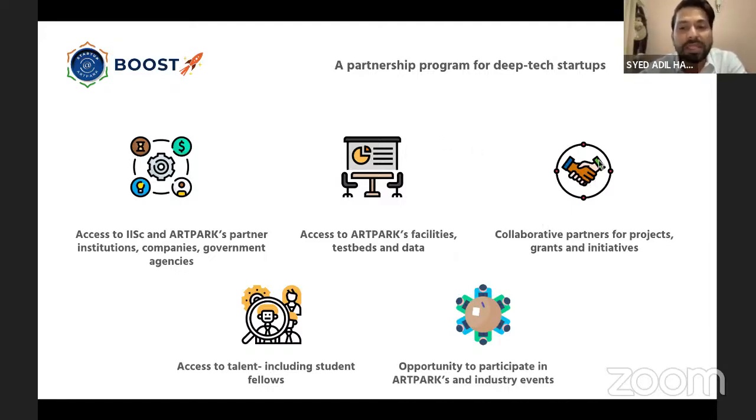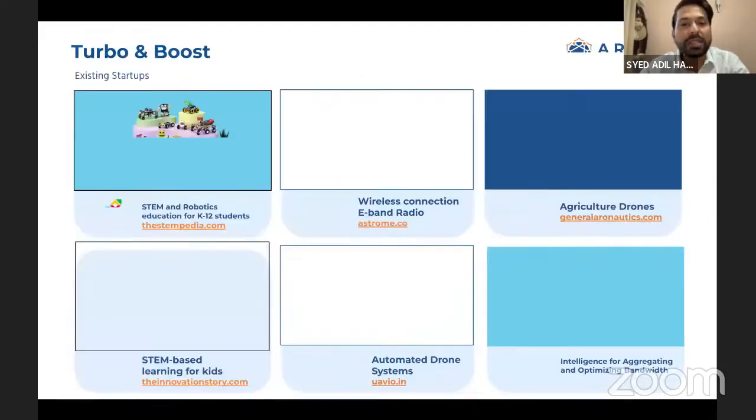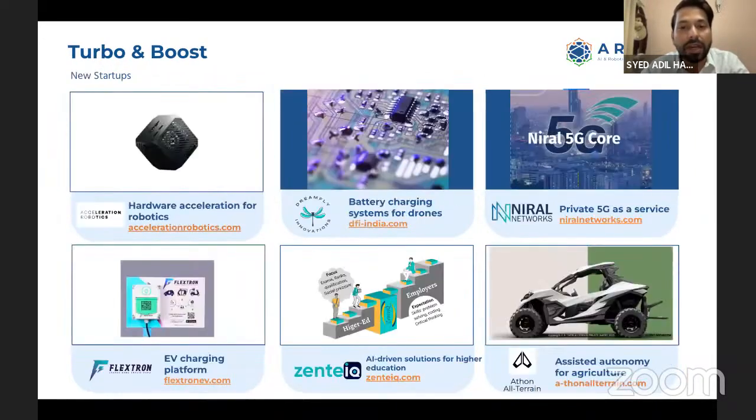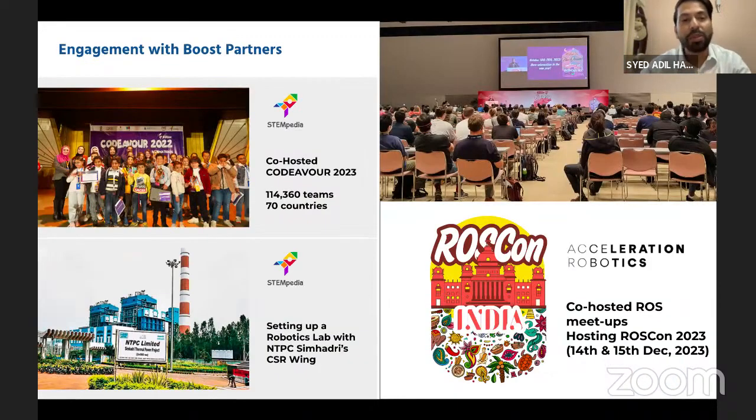Then one thing that is interesting is the collaborative partners for projects, grants and initiatives. Whenever there is a government call, these are a few of the startups who have been working with us closely in the last 2 years, I should say, and more get added over time. So I was talking about one of the legs, which is very important in the startup ecosystem: how they give back to the community and benefit the entire world.